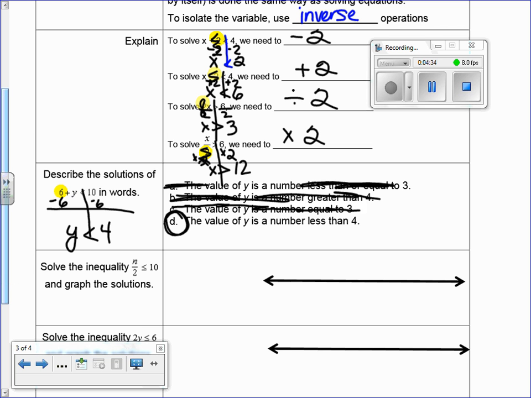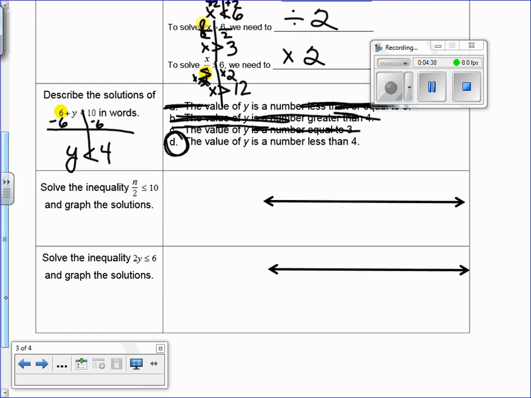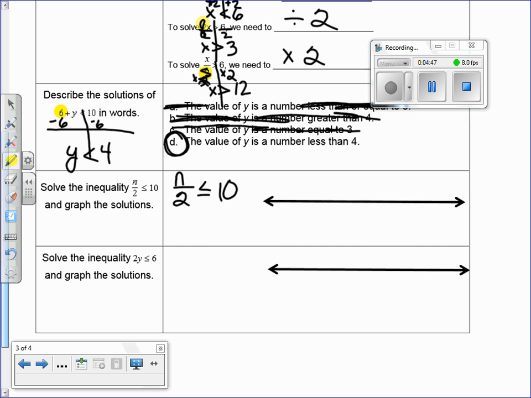So here we have: solve the inequality n divided by 2 less than or equal to 10 and graph the solution. I'm going to go ahead and rewrite it. Less than or equal to 10. Going to highlight my 2, and I'm going to draw my line. So I know I need to multiply by 2.